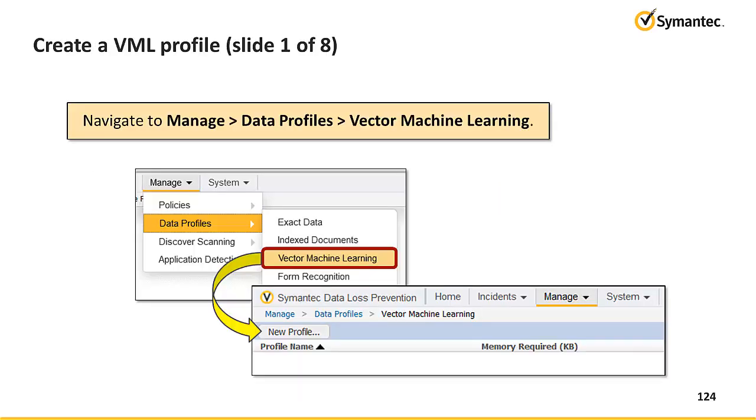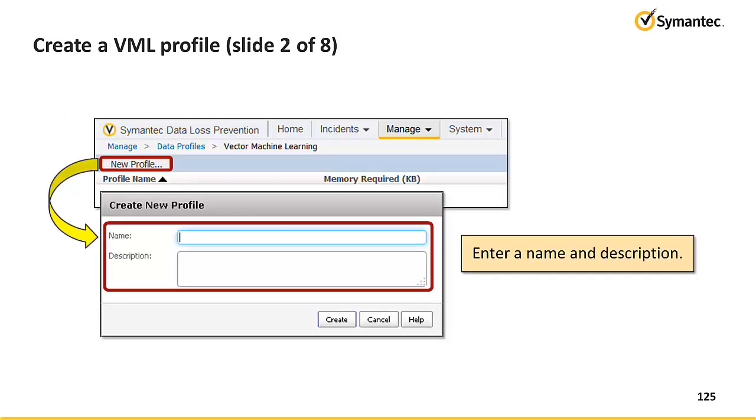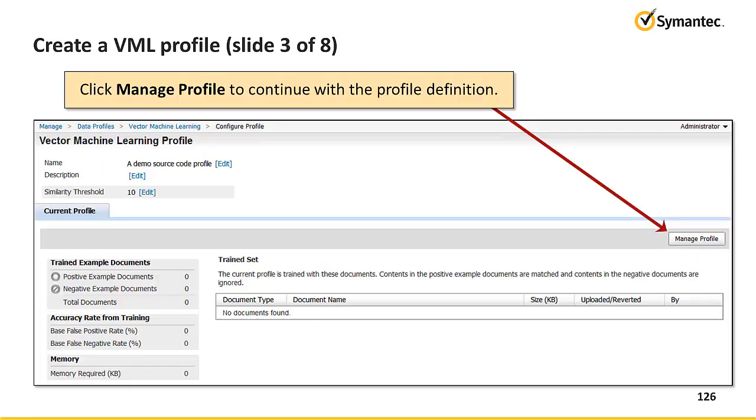A VML profile is required to implement VML detection. After you create the profile, you can use it in any policy as a detection rule or exception. Profiles are stored on the detection server. The high-level steps for creating a new VML profile are as follows. Step 1, in the Enforce Administration console, navigate to Manage, Data Profiles, Vector Machine Learning. On the Vector Machine Learning page, click the New Profile button and then enter a name and optionally a description for the profile. Click Manage Profile to continue with the profile definition.